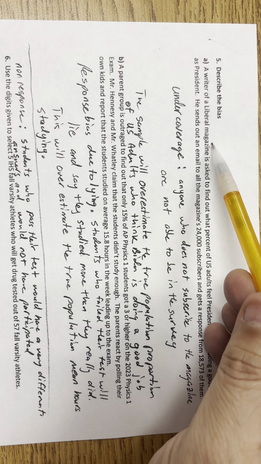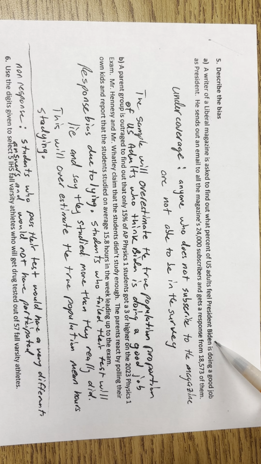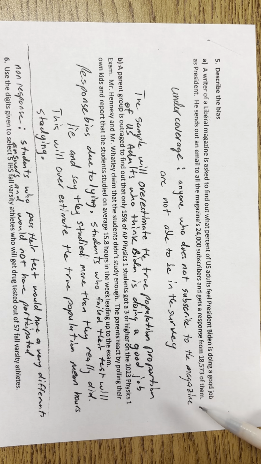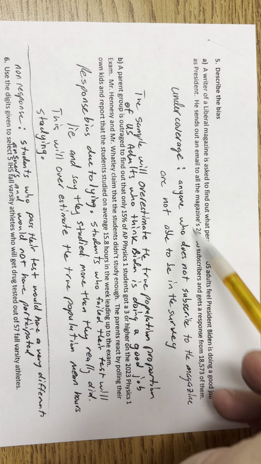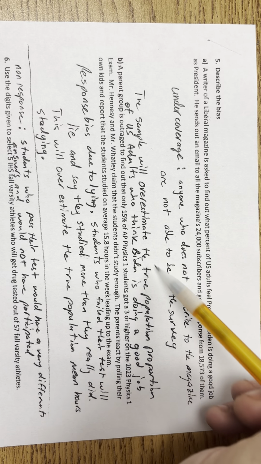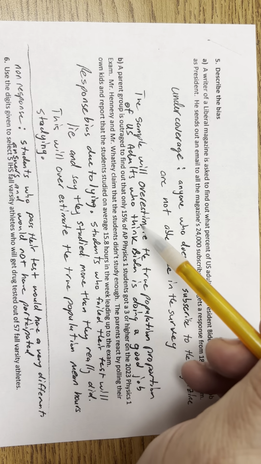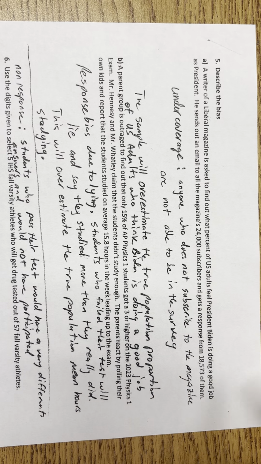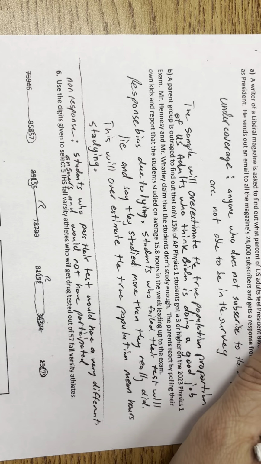But since it's a liberal magazine, the support for a liberal president is going to be higher than the true population proportion is. And again, we're not going to talk about what it is. It's just going to be higher if all you ask are people that support them politically. So anyone who does not subscribe to the magazine was not able to be in the survey. The sample will overestimate the true population proportion of adults who think Biden is doing a good job. So there you go. There's an undercoverage.